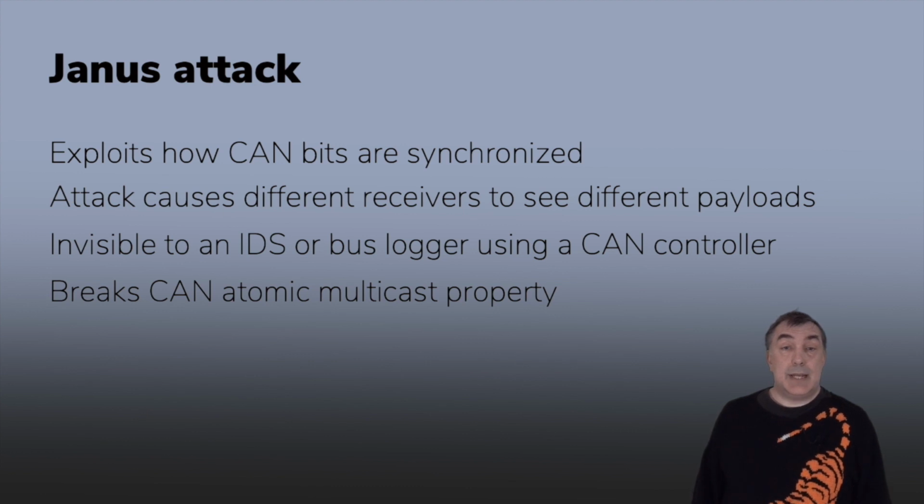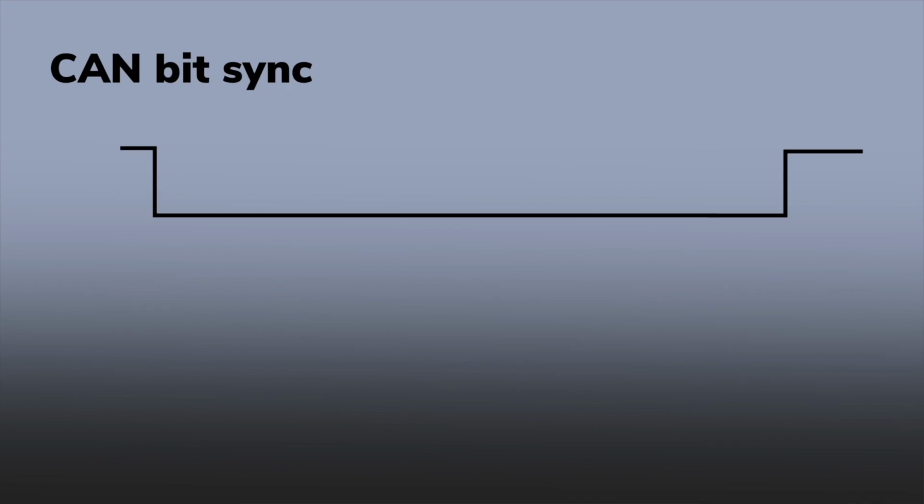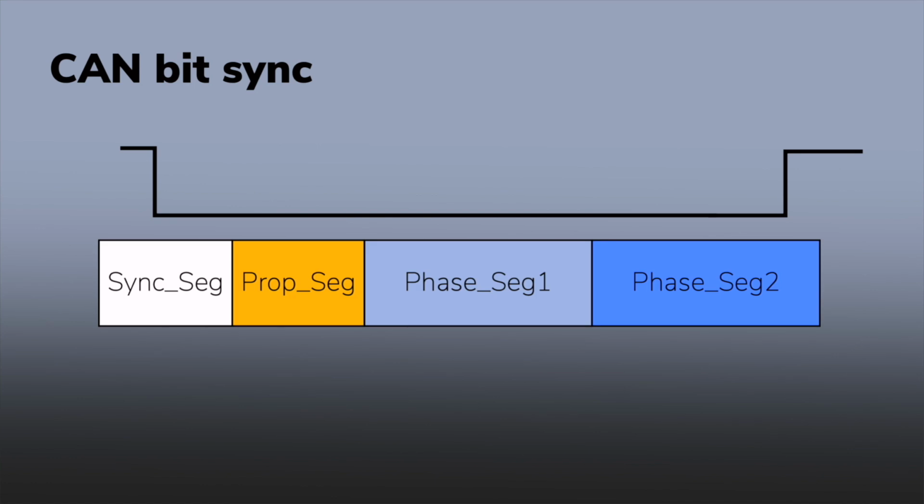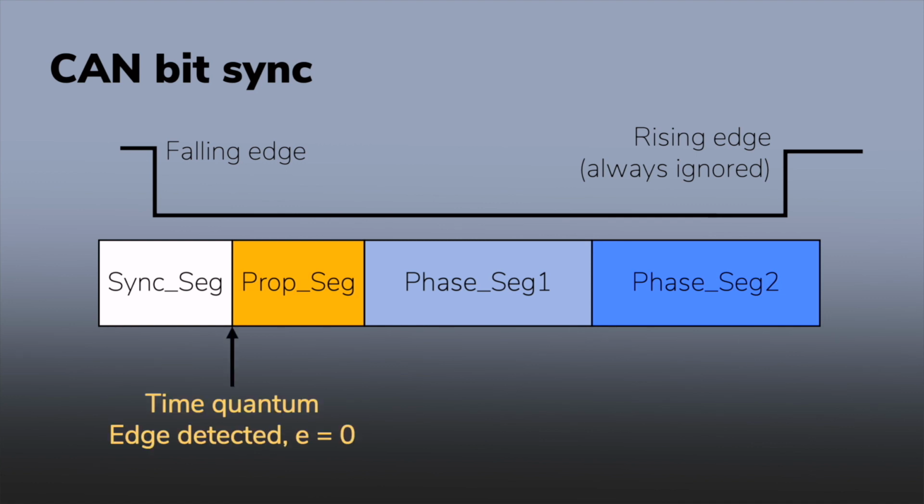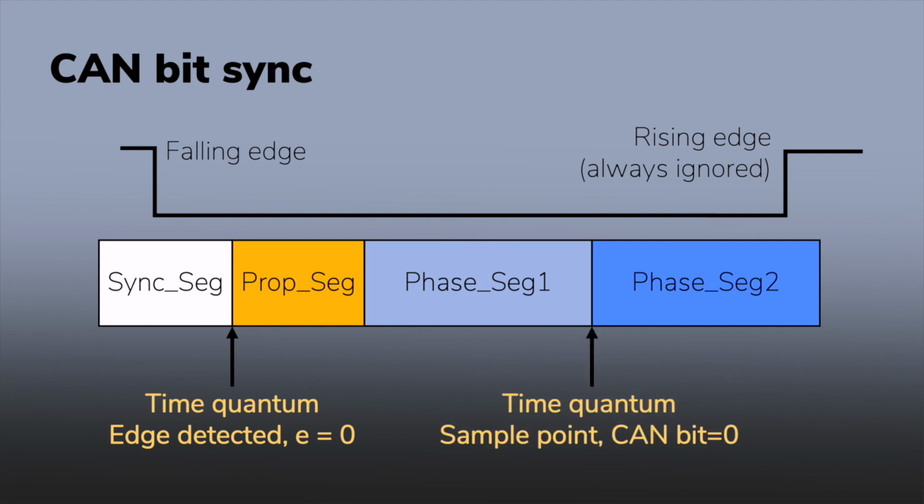To understand how the Janus attack works, we need to understand CAN bit sync rules. The CAN state machine samples bits using a time quantum clock, effectively polling the state of the line. A falling edge is used to synchronize a receiver to the start of a bit. If perfectly synced, the falling edge should occur in the sync seg part of the CAN bit. The sample is taken at a fixed time from the start of the bit. Values that change before this point do not affect the bit read. The Janus attack works by creating different values within a bit for different receivers to see.